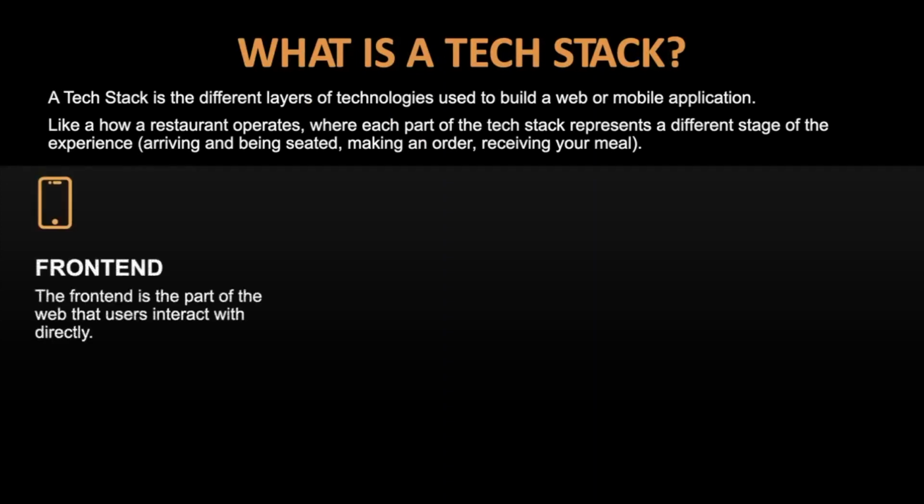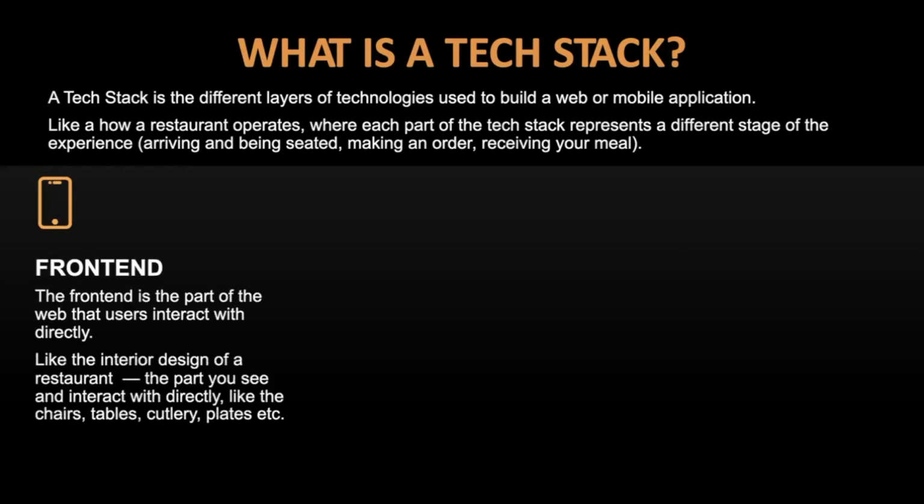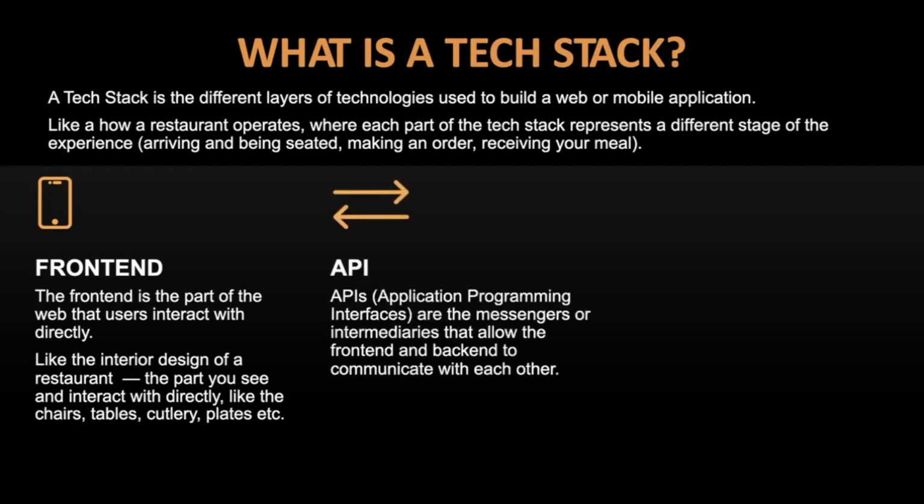If we talk about the front end first, you'll typically hear the front end as the part of the web that users interact with directly. So think of it, when we go back to the restaurant analogy, as all the stuff that you interact with directly, like the chairs, the tables, the cutlery, the plates, all the things that you can use or touch and feel.